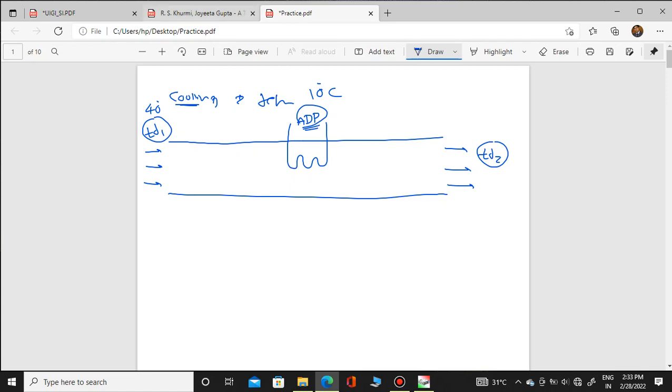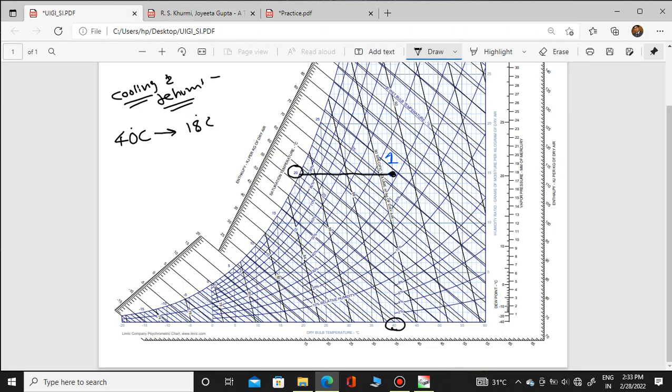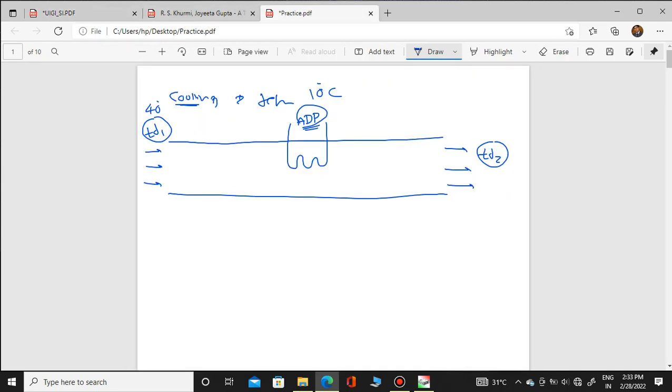So let us draw that on the psychrometric chart. Let us assume that our coil is at 10 degrees centigrade. Now what you will have to do is connect these two points and draw this line. Clear? This is our ADP. This is our point 1 and this is our point 2. Let us assume our point 2 is 15 degrees centigrade. So this is our 40, our ADP is 10 and this is 15 degrees centigrade.